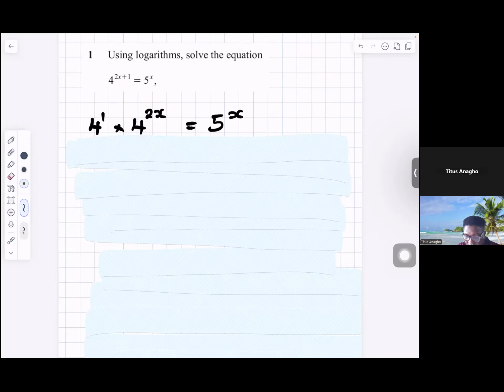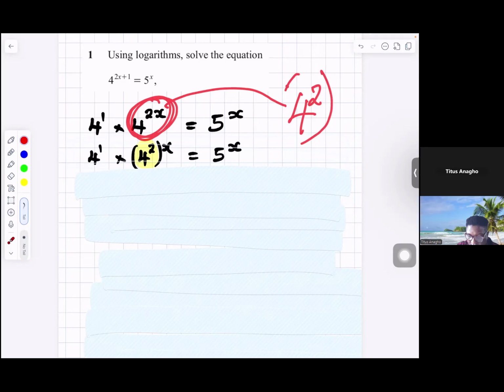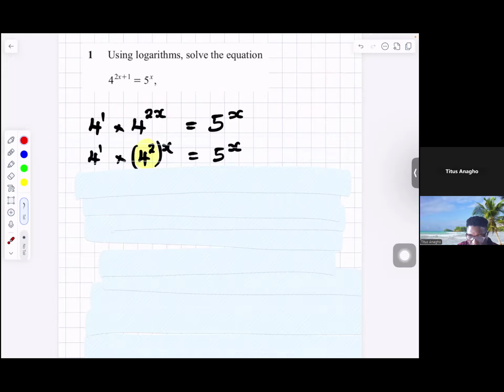And then the next thing we can do is notice that 4 to the power 2x is the same as 4 squared to the power x. 2 times x is 2x, so we can write it as 4 squared to the power x. And 4 squared is 16, so we can write it as 16 to the power x.